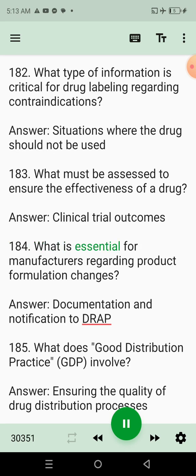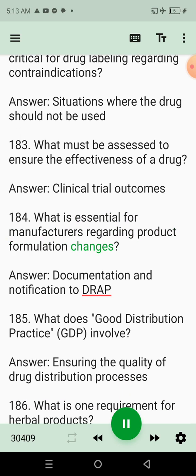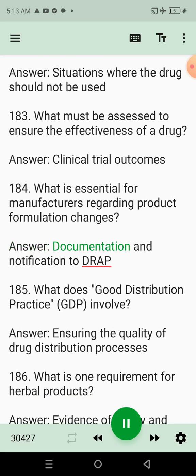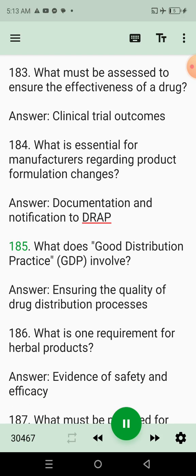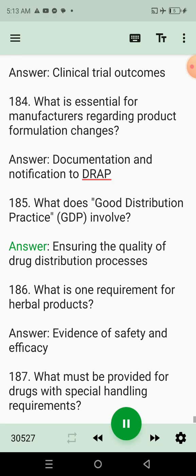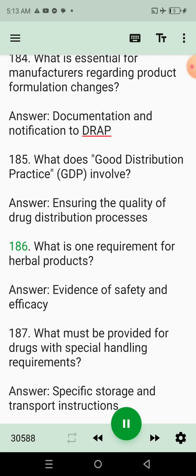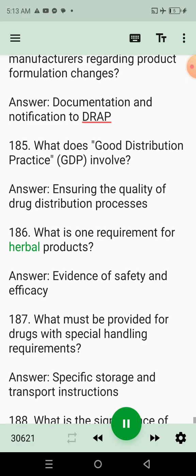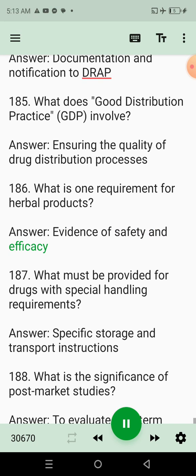184. What is essential for manufacturers regarding product formulation changes? Answer: documentation and notification to DRAP. 185. What does good distribution practice (GDP) involve? Answer: ensuring the quality of drug distribution processes. 186. What is one requirement for herbal products? Answer: evidence of safety and efficacy.